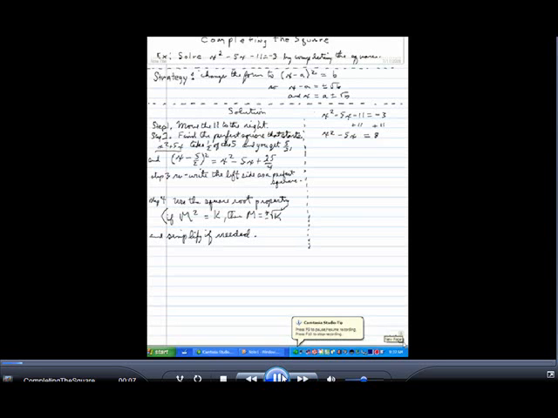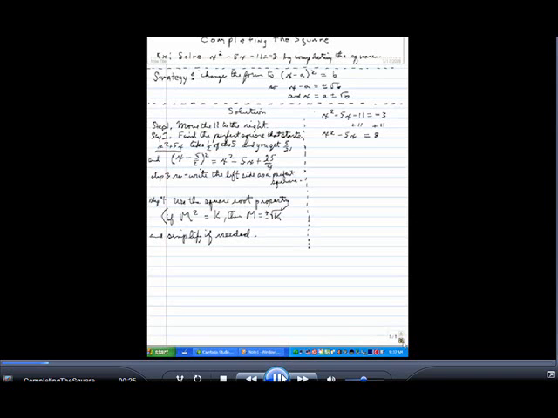Welcome to the podcast on completing the square. We will be demonstrating this by doing the example problem at the top. Solve x squared minus 5x minus 11 equals -3 by completing the square.